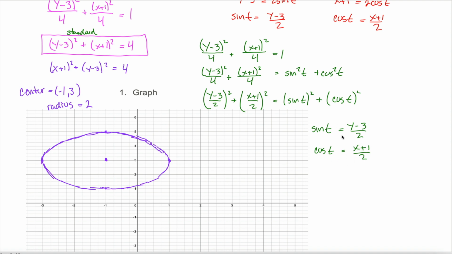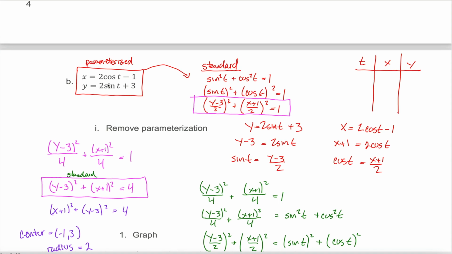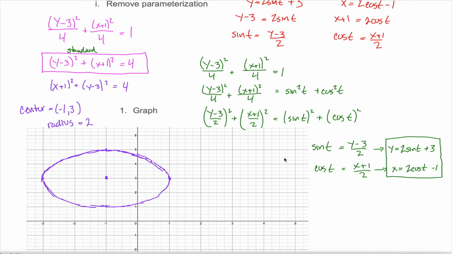Well, not quite. The parameterization should give you x in terms of t and y in terms of t. I need to solve these equations for x and y respectively. Fortunately, that's really easy. Just multiply both sides by 2 and then add 3, and we'll get that y is equal to 2 times the sine of t plus 3. And down here, if we multiply both sides by 2 and subtract 1, we get that x is equal to 2 times the cosine of t minus 1. Now we have our parameterized equations, which end up being the exact same ones that we started out with up here. Right, but why would I ever do that?